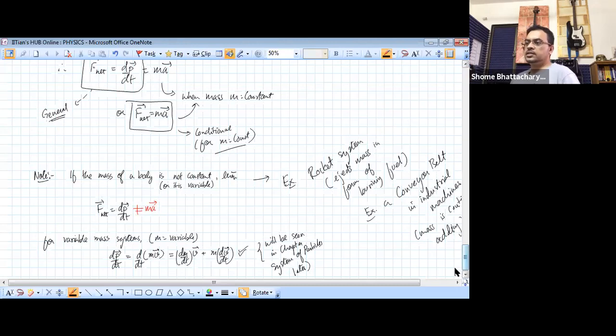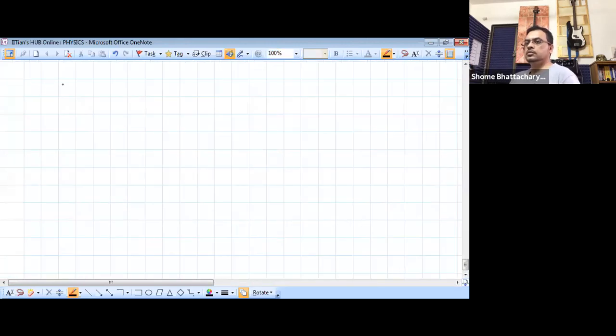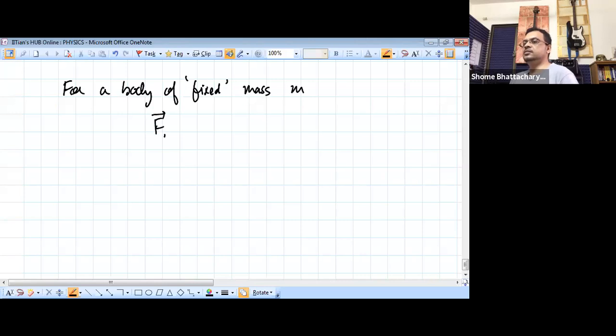Okay, so now let us understand a couple of examples of the application of this equation. For a body of fixed mass m, the net external force becomes mass into instantaneous acceleration. So let's understand this with a couple of examples.